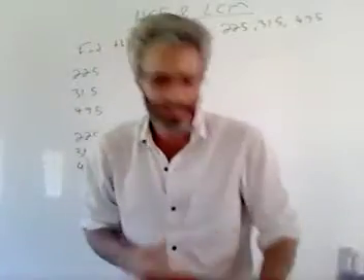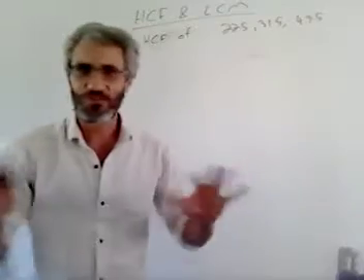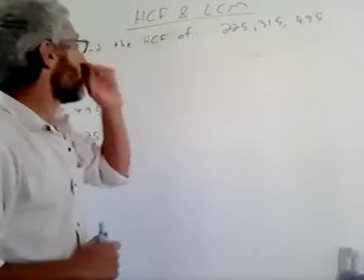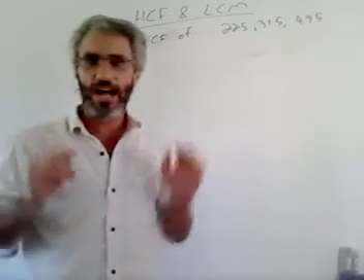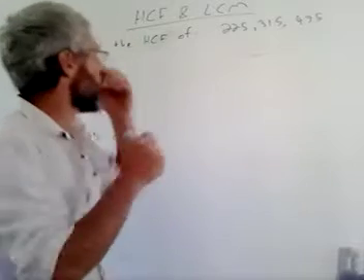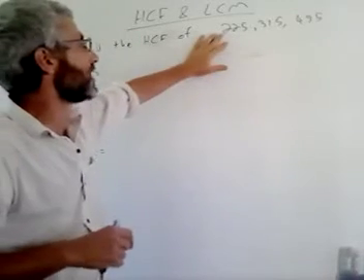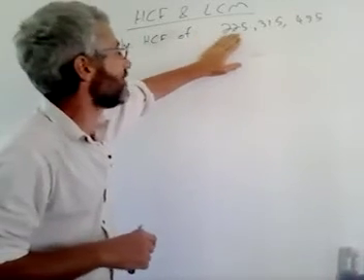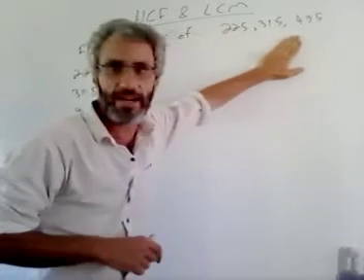Okay, right, so this is the second video, same lesson. It's going to be a double lesson, a long one. And what we're going to try and do is find the highest common factor and lowest common multiples of a bunch of numbers. Okay, we'll start with the highest common factor. So we're trying to find the highest common factor of 225, 315, 495.